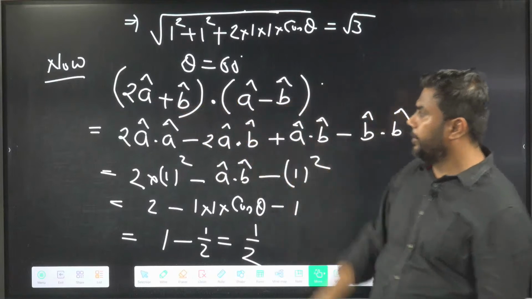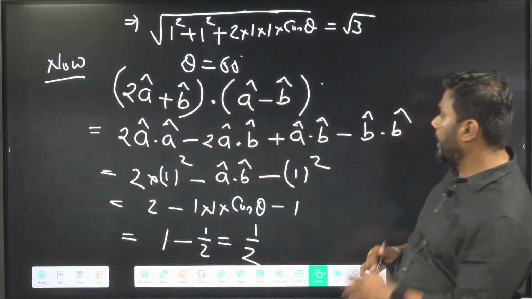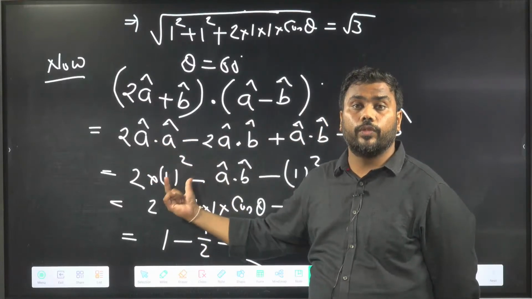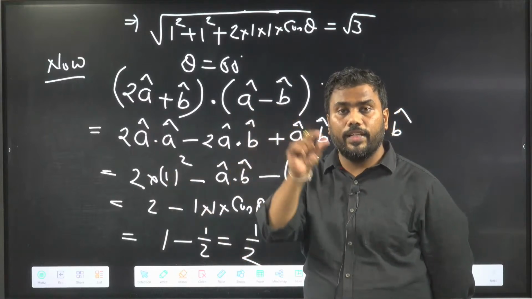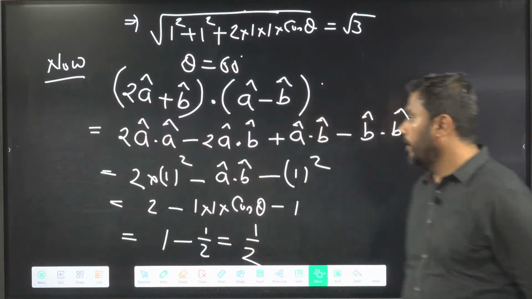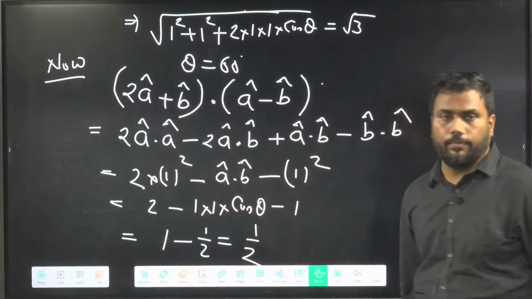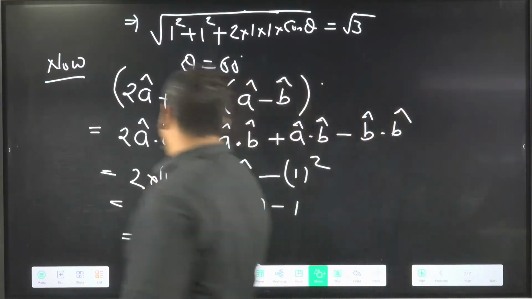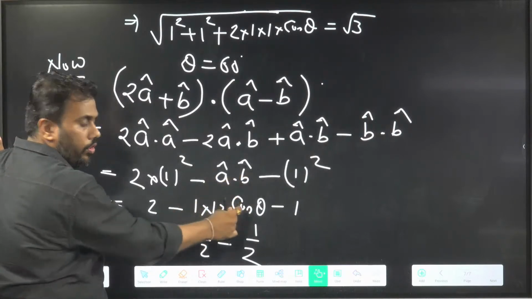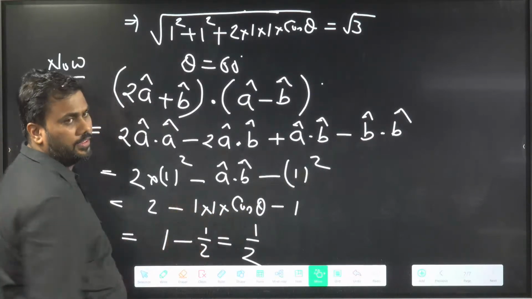So I have opened the expression. 2a cap dot a cap. Now a cap dot a cap is the magnitude of the vector squared. A vector dotted with itself gives you mod a square. So this is magnitude of a square, magnitude of b square, and minus 2ab plus ab minus ab. So this is 2. A dot b is magnitudes into cos theta. After solving, I am getting 1/2 because theta is 60.